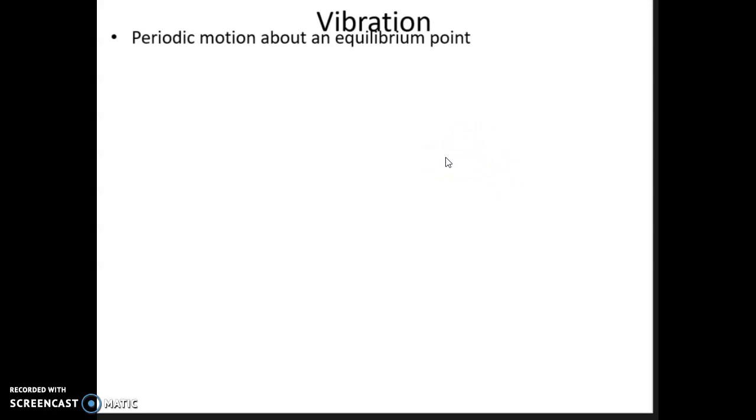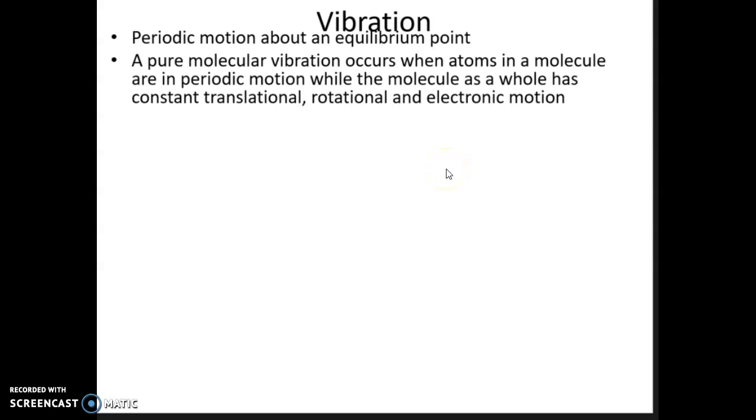In a molecule, we say that there's a pure vibration when the atoms in the molecule are in periodic motion. So periodic motion, that's an oscillatory motion, while the molecule as a whole has constant translational, rotational, and electronic motion, meaning that the translational motion is constant, the rotational is constant, and there are no electronic transitions. Then we say that we have a pure molecular vibration.